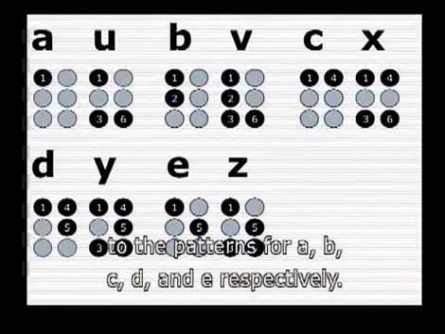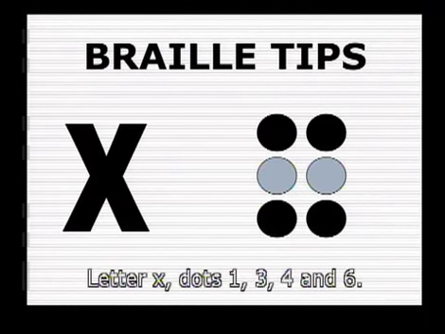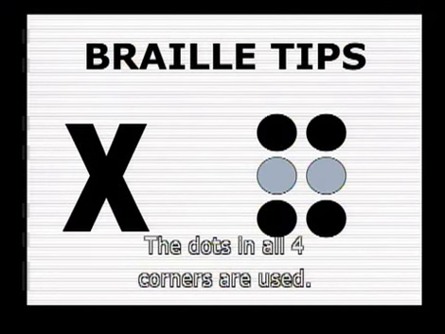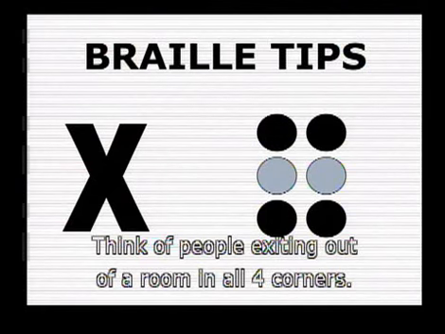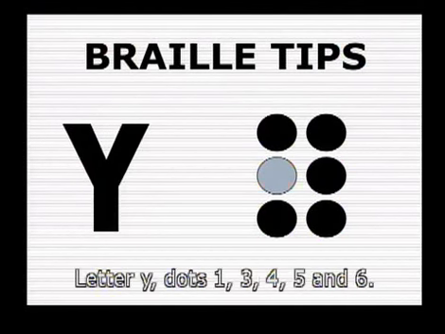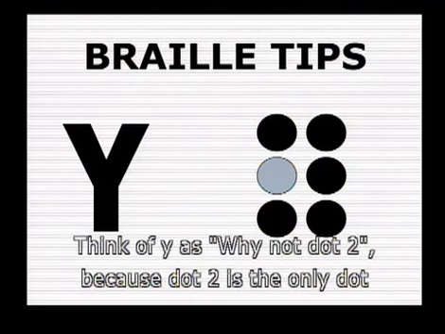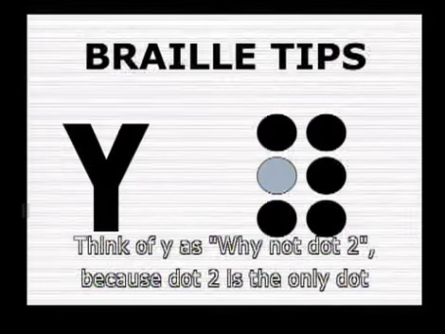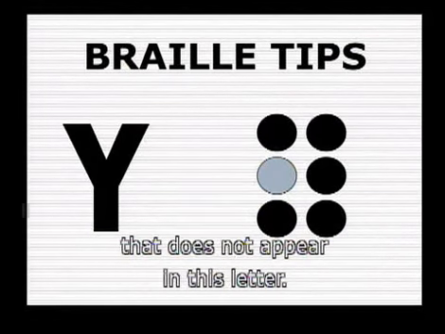Letter X, dots 1, 3, 4, and 6. The dots in all 4 corners are used. Think of people exiting out of a room in all 4 corners. Letter Y, dots 1, 3, 4, 5, and 6. Think of Y as, why not dot 2? Because dot 2 is the only dot that does not appear in this letter.